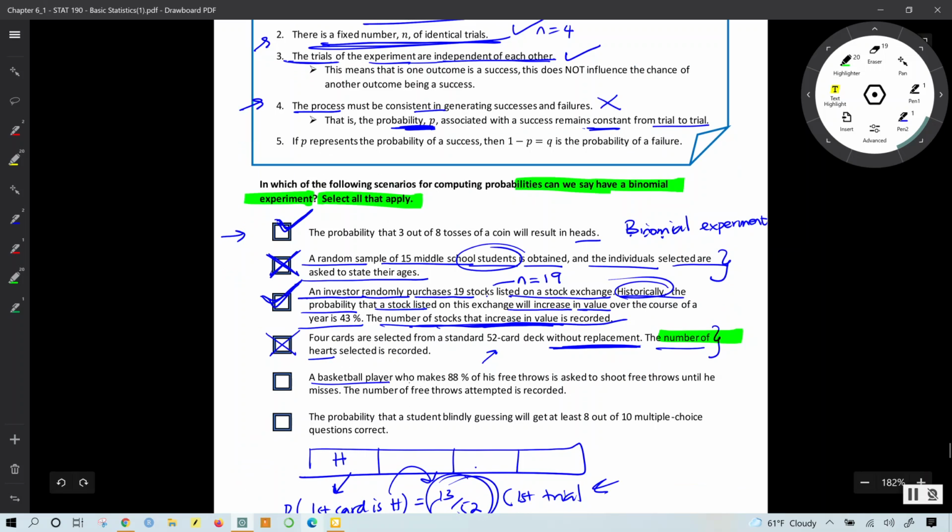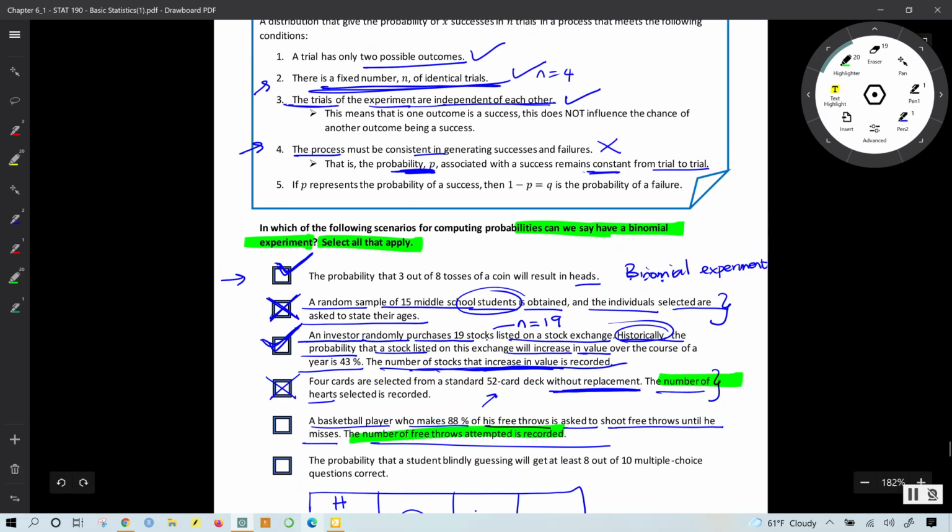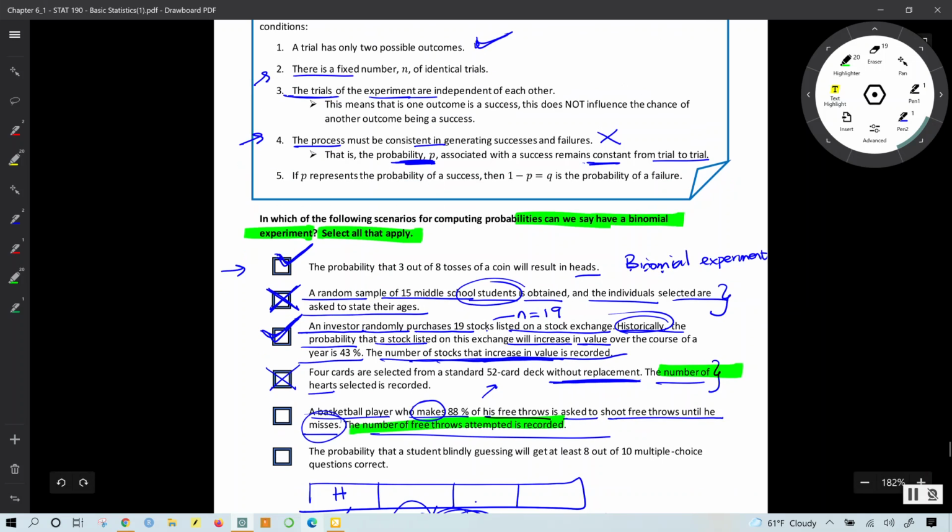Then, a basketball player who makes 88% of his free throws is asked to shoot free throws until he misses. The number of free throws attempted is recorded. In this case, every trial can lead to two possible outcomes: either he misses or he makes the throw. But do we have a fixed number of throws? We don't. So this is not a binomial experiment because it violates condition number 2.